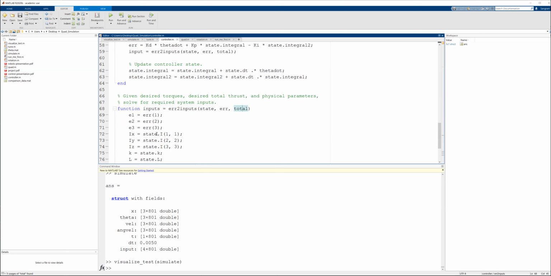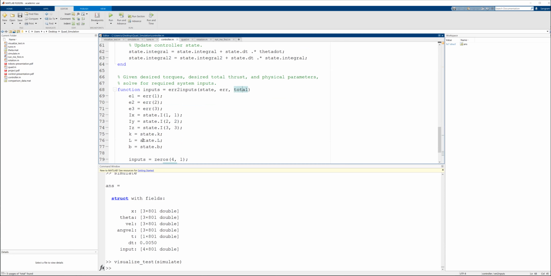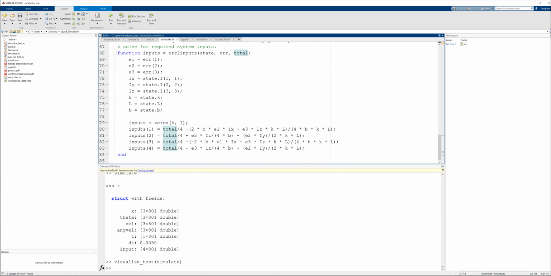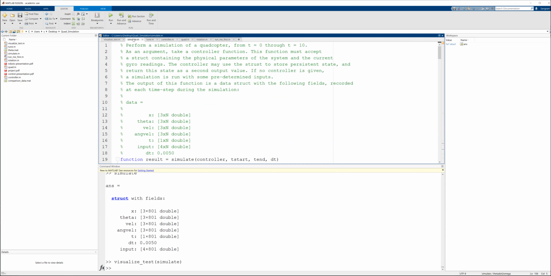IX, IY, IZ, which are nothing but the inertia properties of the quad, value of K, value of L, value of B, and finally you just have this input. And believe you me, this is the equation for gamma 1, gamma 2, gamma 3, and gamma 4. That is where they are calculated. And those will be fed in our simulate equation, and we should be able to see the controlled and uncontrolled behavior.